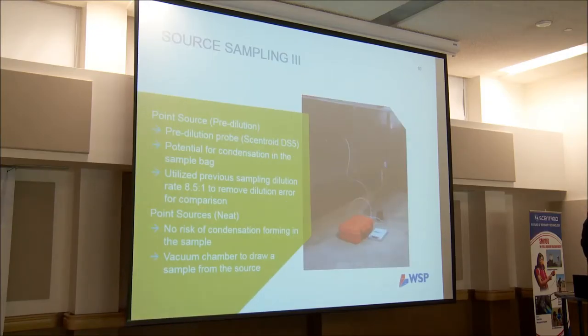For our point sources, we use pre-dilution. So that's a Centroid DS5. There's potential condensation from the biofilter. It's a very wet source. If you get condensation, the odor panel says, well, I'm not running that because you're going to wreck my machine. Other reasons for doing that would be high temperature, high odor, things like that. So like I said, it was 8.5 to 1, nitrogen 5.0. For a neat source, that picture shows you exactly what a neat source is. We put a tube in the stack and we suck it into a lung sampler. Pretty straightforward. We cap it, we send it off to the lab.